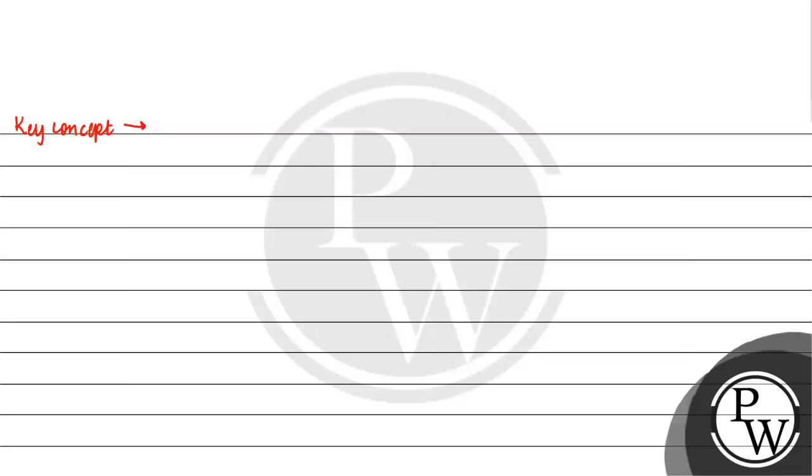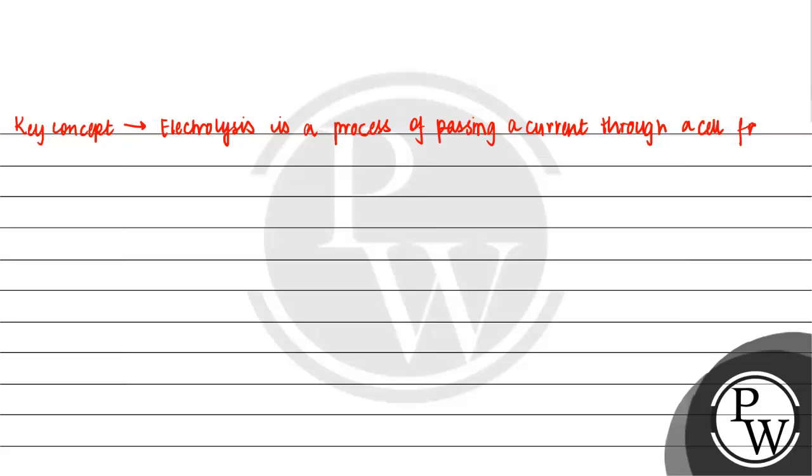Key concept of the question will be: electrolysis is a process of passing the current through a cell for which the cell potential is negative, and causing an oxidation and reduction reaction to occur.